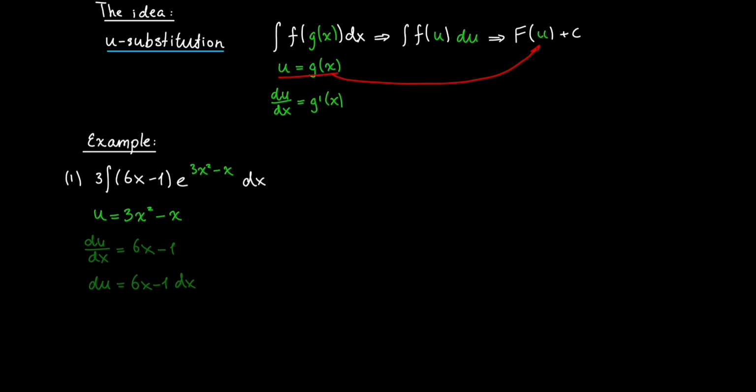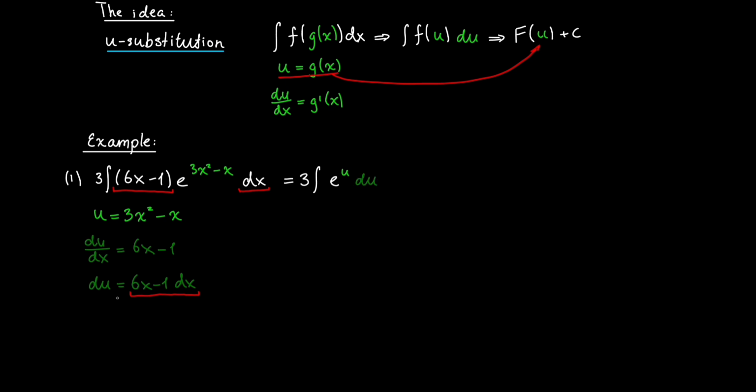Now, after computing this derivative, you might have noticed something. Our du is equal to 6x minus 1 dx. Now, if we look at our original function that we were asked to integrate, we also have 6x minus 1 times dx. So that means in the revised integral, I can first write e to the power of u, and then I can simply replace 6x minus 1 times dx with just du.